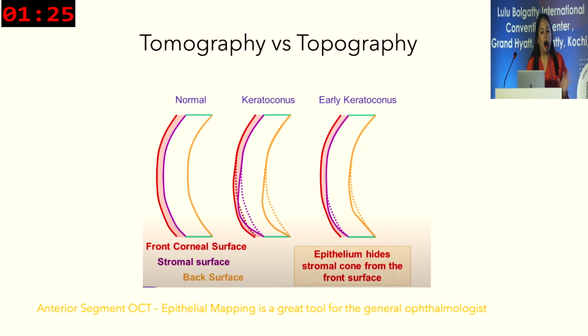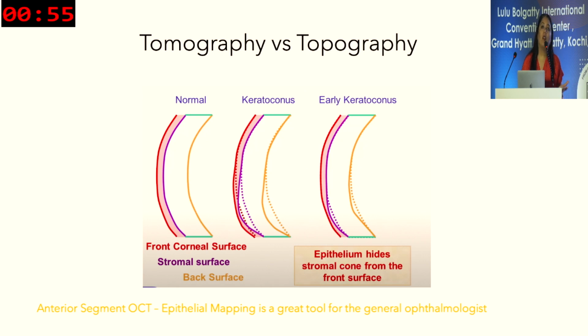What does this show? This simply depicts that when you do a Placido-based topography, the anterior surface will be masked. The cone on the anterior surface will be masked, because this is what you see on topography. However, when you do a tomography, the posterior elevation shows up. So do you always need a topographer plus a tomography? Or can you add the epithelial mapping to a simple topographer to know more, right?